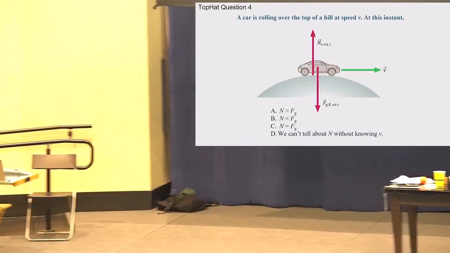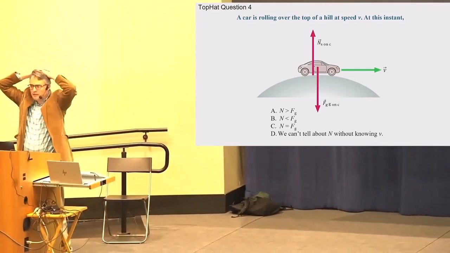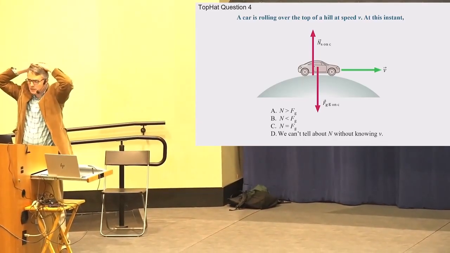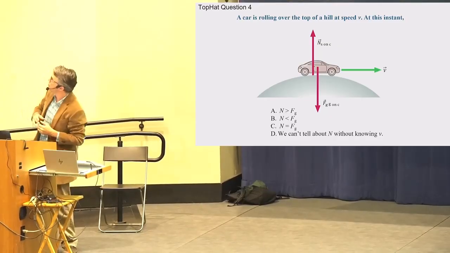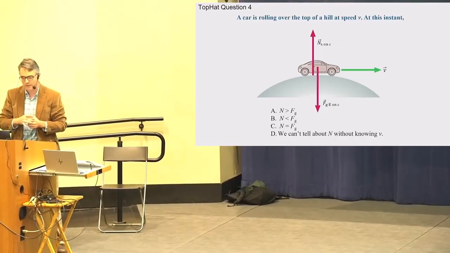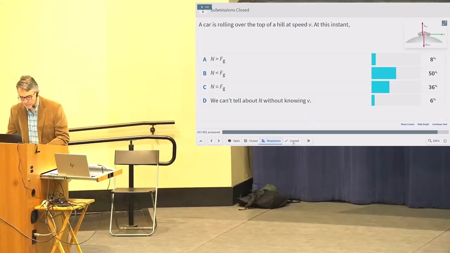A car is rolling over the top of a hill at a speed v. At this instant, is the normal force greater than F sub g? F sub g here is, I guess, the weight, the force of gravity. 50% are saying the normal force is less than the weight, and a lot of people, 36%, are saying the normal force equals the weight.